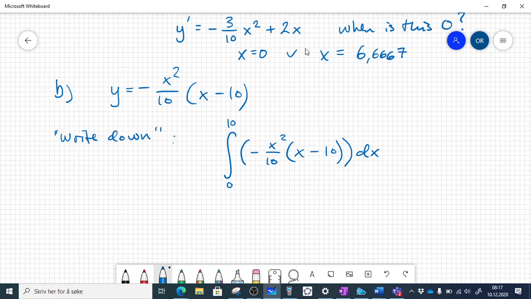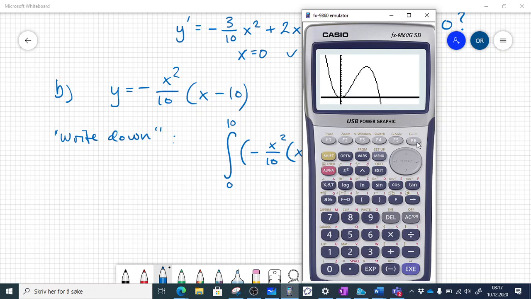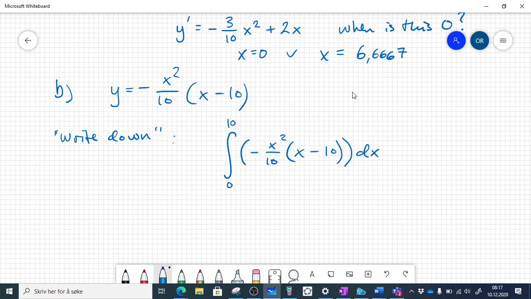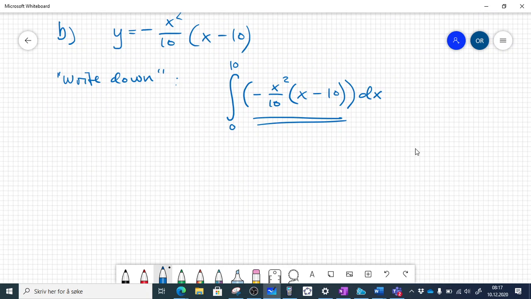So the boundaries of the function go from 0 to 10 because this is the boundary for the area that we're interested in. So here x is 0, here x is 10. So we are calculating the area here. So that's the answer to B. Now, C. Find the exact value of A.